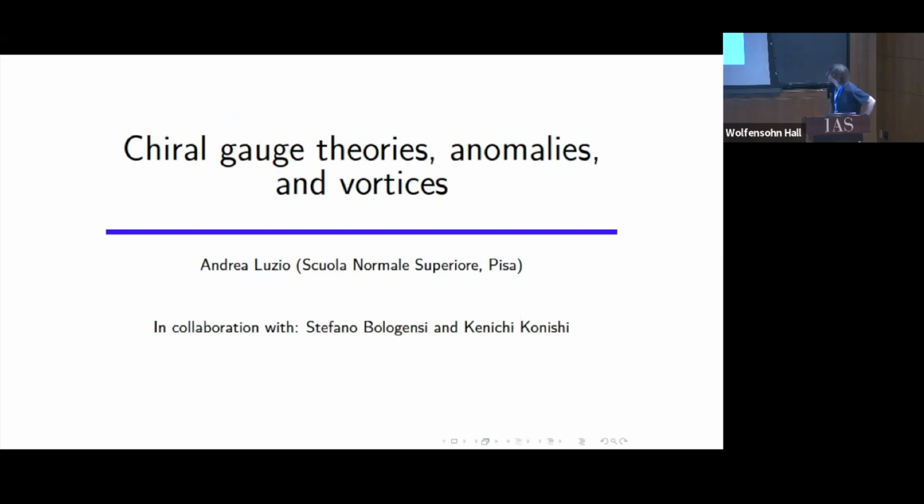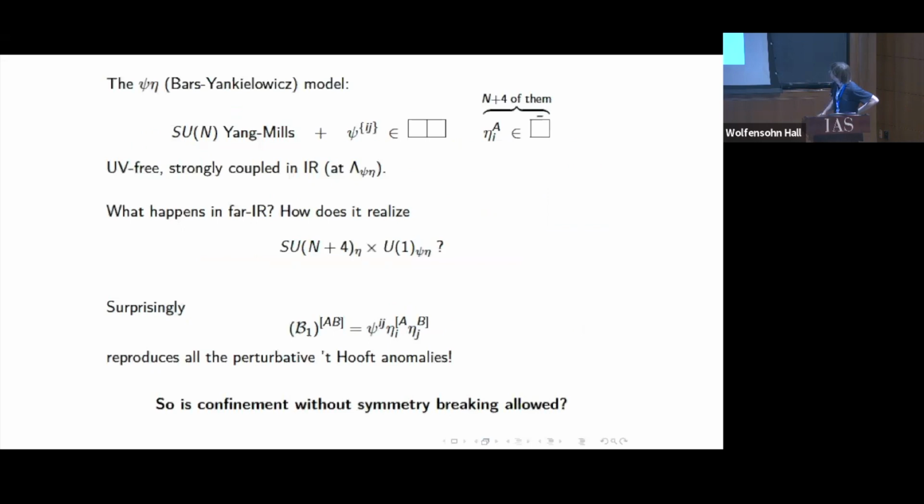Hello everybody, today I'm going to talk about chiral gauge theories, anomalies, and vortices. I'm going to focus on the Psieta model, which is SUSY Yang-Mills plus a chiral matter content in 4 dimensions. The theory is strongly coupled in the IR, and so we are interested in what happens in the far infrared, in particular how the system realizes its global symmetries.